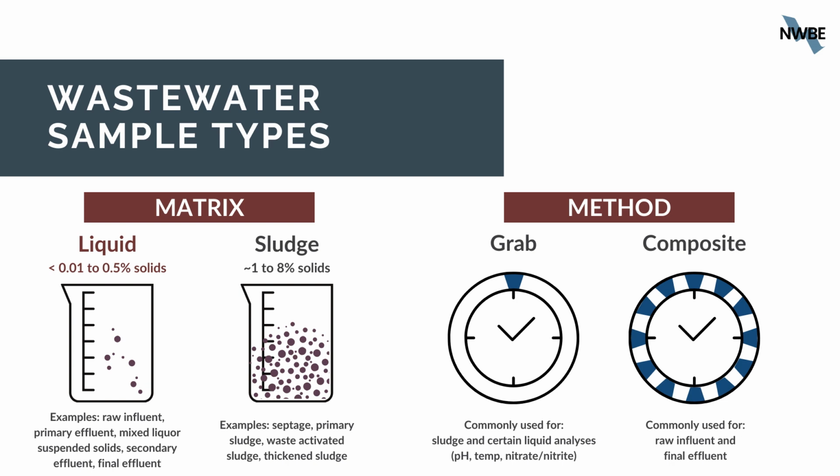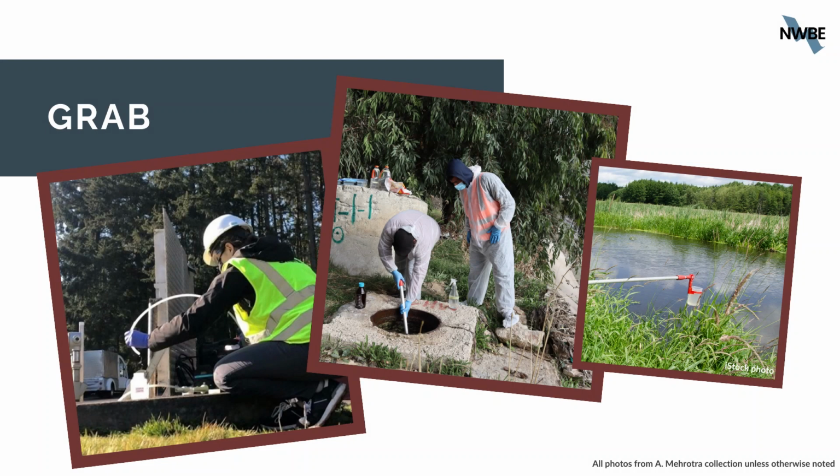Most composite samples are probably time-based composite samples taken over a 24-hour period, which means that a certain volume of wastewater, maybe 100 mLs or so, is collected every 15 minutes or so. But many plants, especially the larger ones, take flow-paced composite samples. So for flow-paced composites, a fixed volume of sample is collected every time a predetermined volume of flow has passed the sample point. So that obviously requires the use of a flow meter and feedback from that flow meter to the composite sampler. So here are some photos of grab sample techniques.